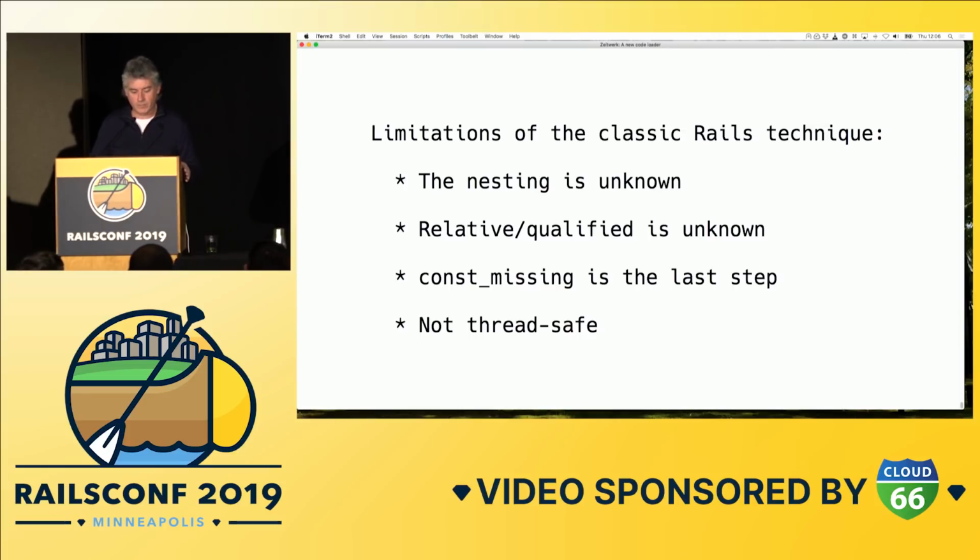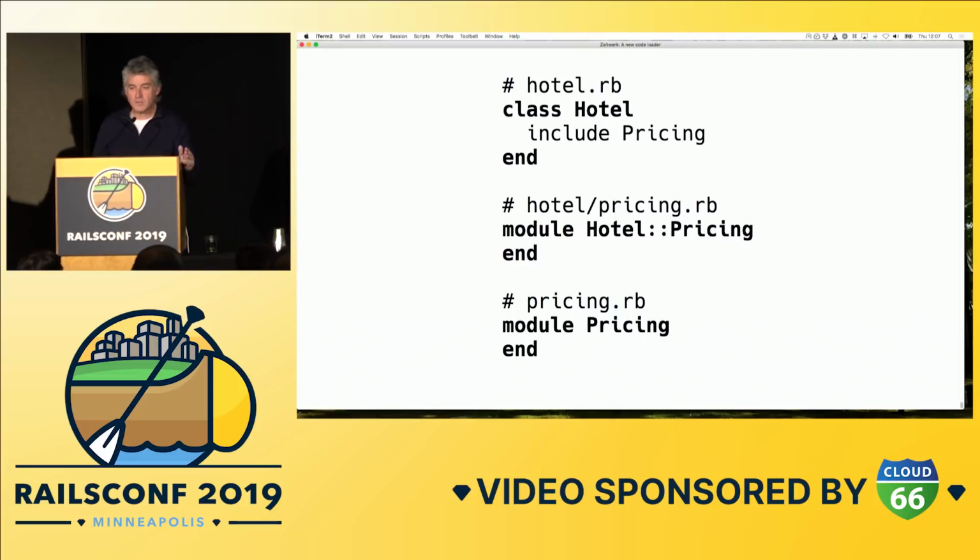There's no information. Then another one is that const_missing is the last step in the resolution algorithm, and that also by itself, even if you had these first bits of data, the third one is still a problem, and we are going to see now why. And finally, it's not thread safe. Rails has had to work around that with internal locks and stuff. All right. So const_missing is the last step. Why is that a problem?